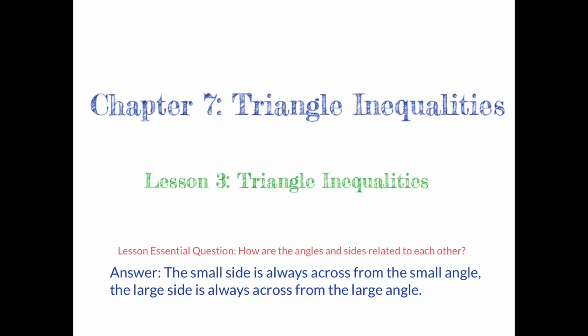And that wraps up lesson 3 about triangle inequalities. So how are the angles and sides related to each other? The small side is always across from the small angle. The large side is always across from the large angle.